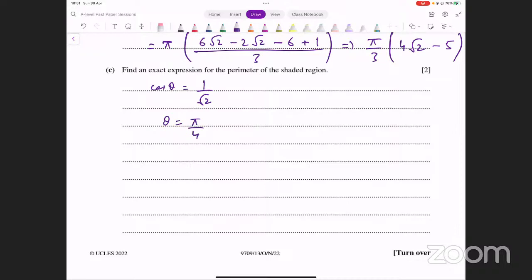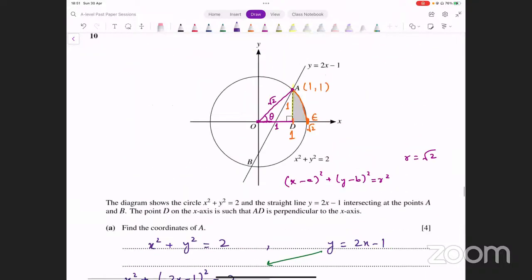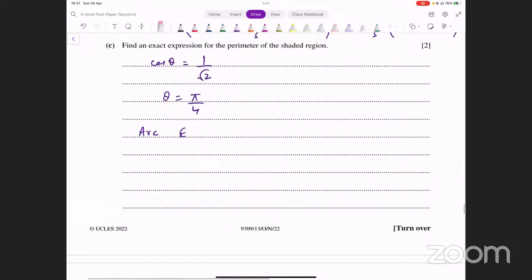इससे आपकी आर्क लेंथ आ जाएगी. आर्क लेंथ निकाल लेते हैं. Arc AE. This is the arc length that we're looking for. Arc AE निकाल लें. That's R into theta. Radius क्या है? Square root of 2. Angle is pi over 4. So it's square root of 2 into pi over 4. What's the perimeter then? तीनों sides को add कर दें.